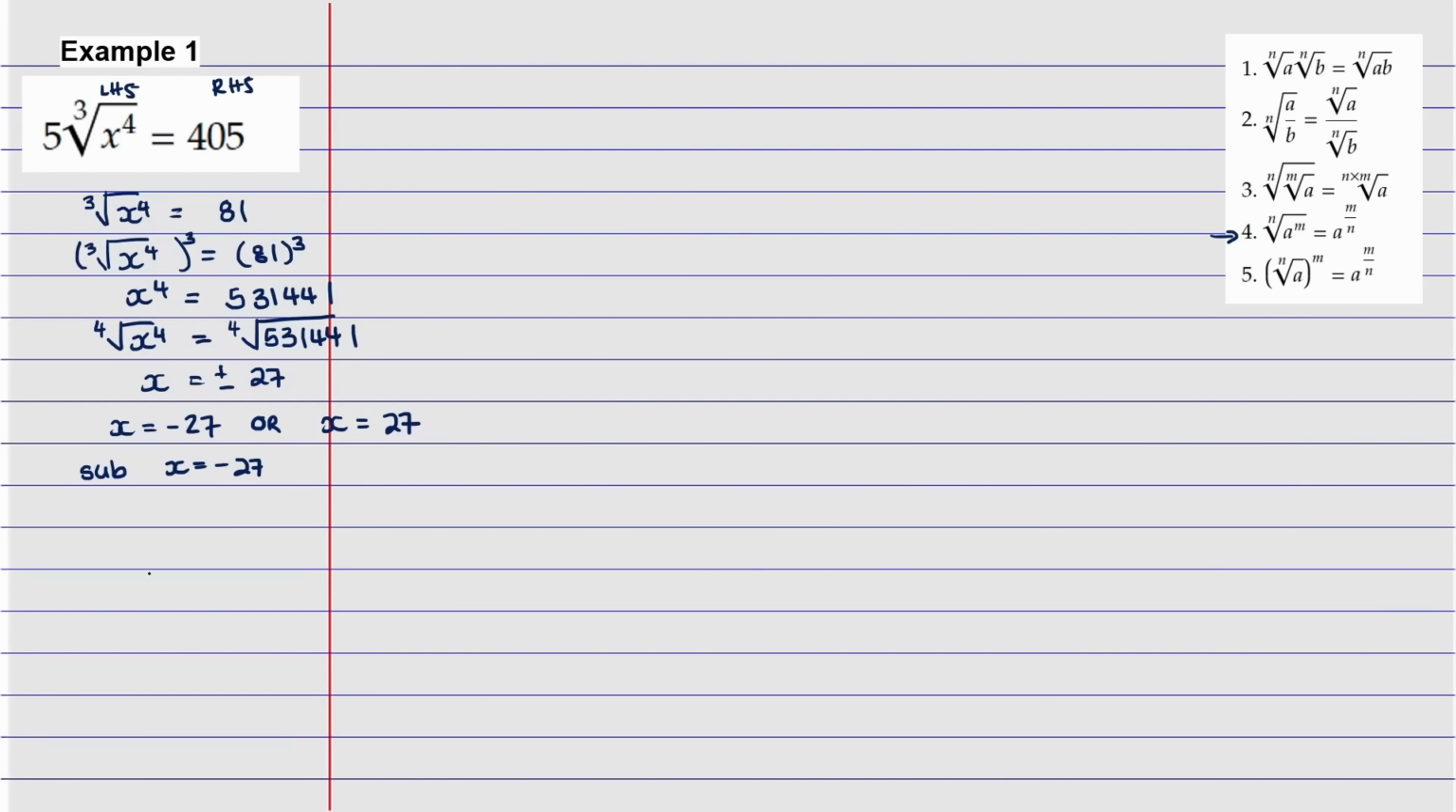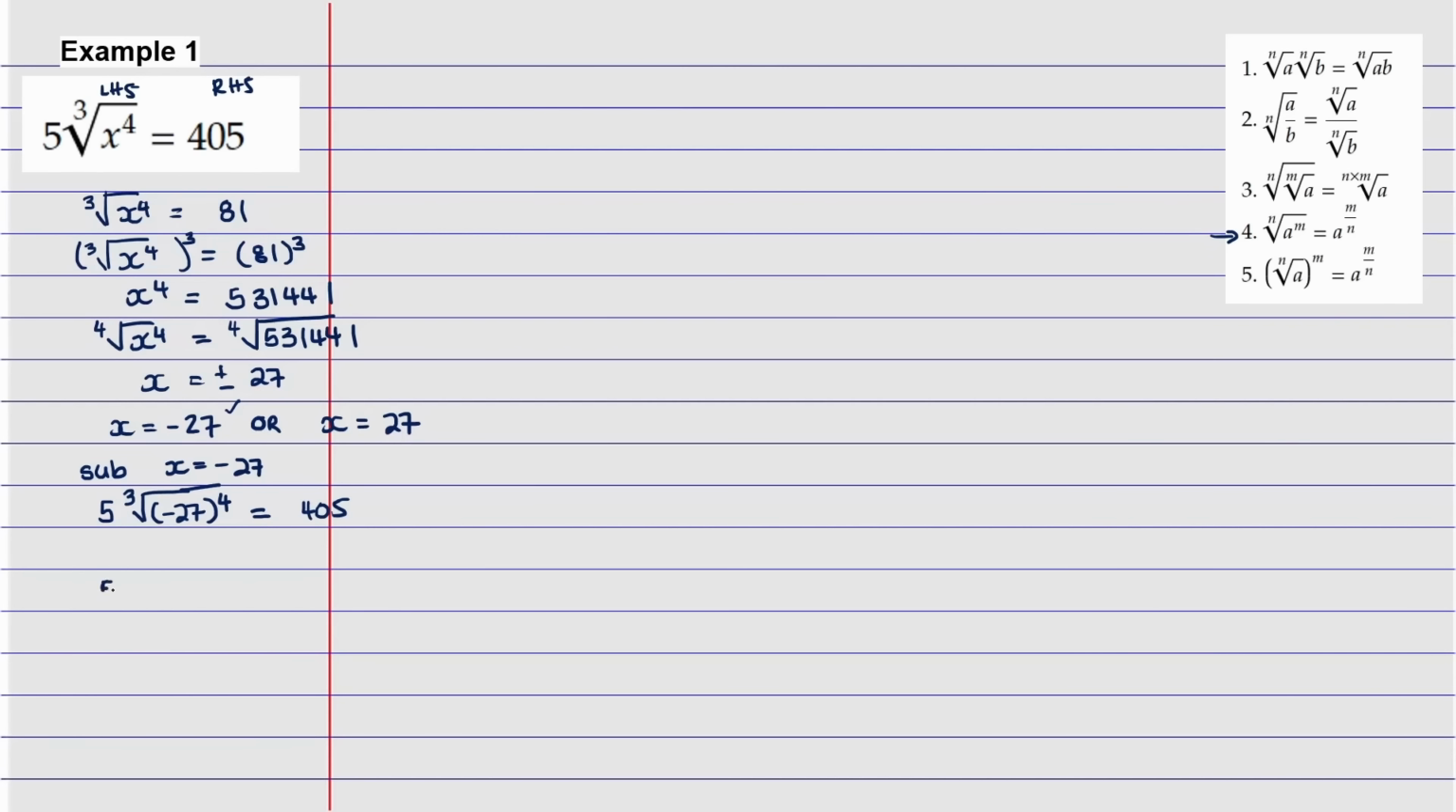So when we substitute x to be negative 27, it's going to be 5 times the cube root of, open bracket, negative 27, right, to the power of 4. I'm going to get the fact that this is equal to 405, right? So this is part of our answer, meaning this one is going to be part of our answer.